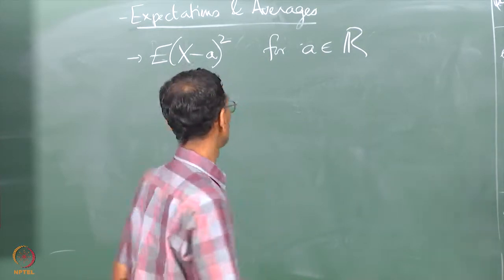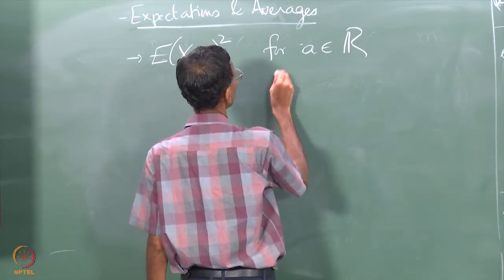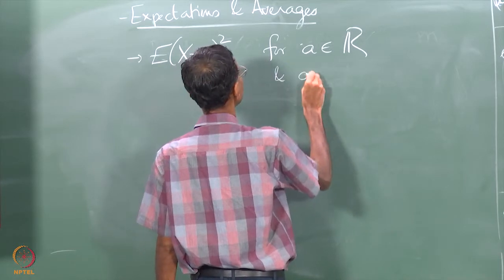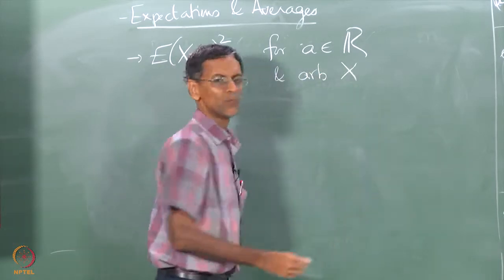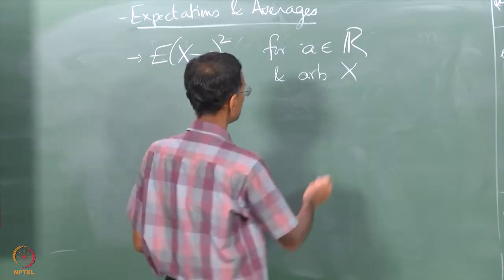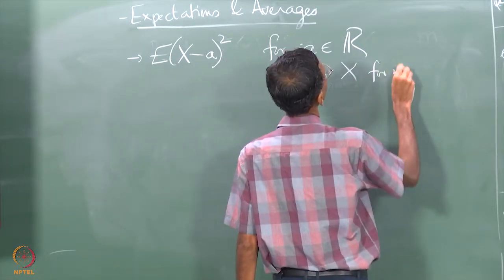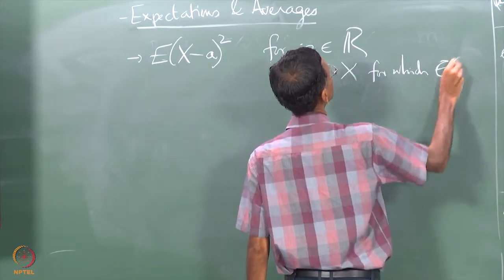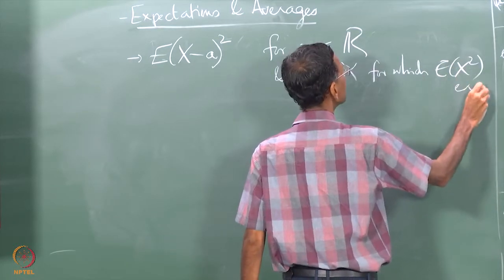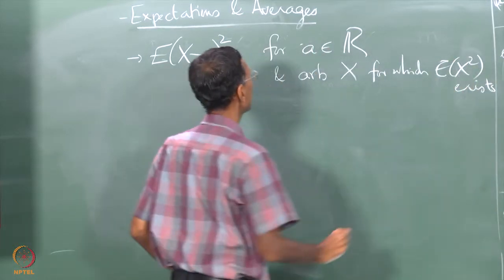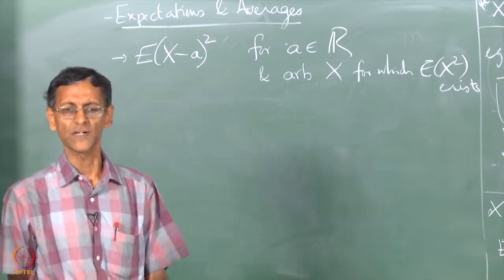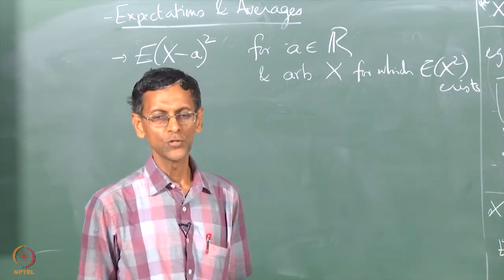So for some a and any arbitrary X for which, let's say, E of X squared exists. This is the only condition I want. If E of X squared exists, this almost surely will exist if a is finite. There is no issue there.